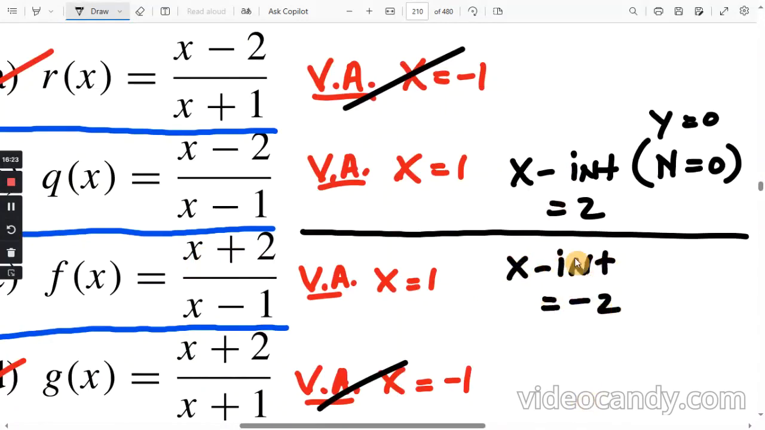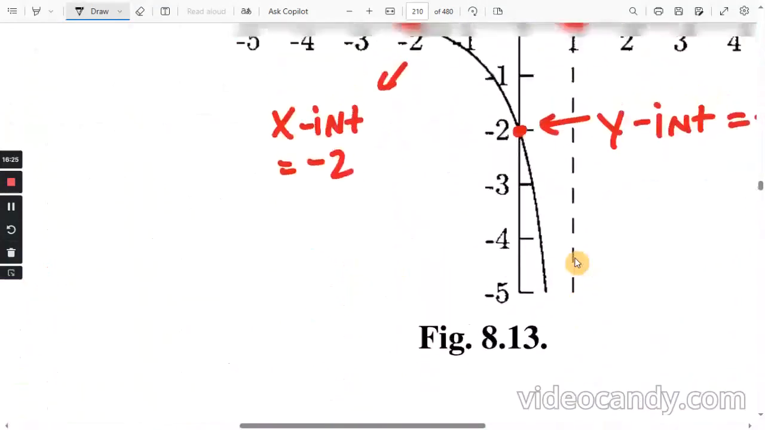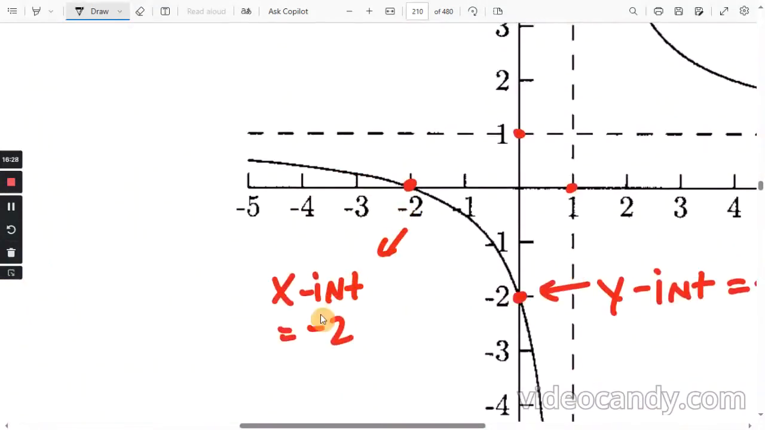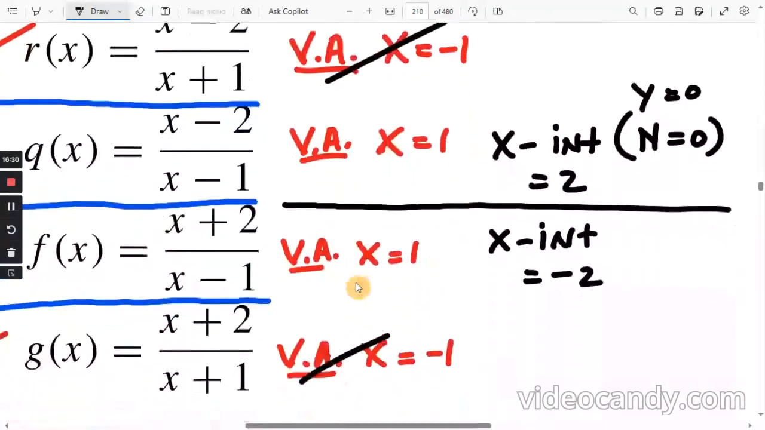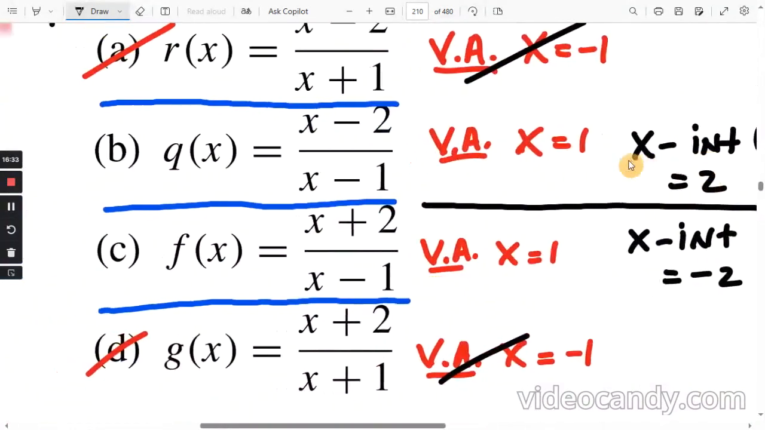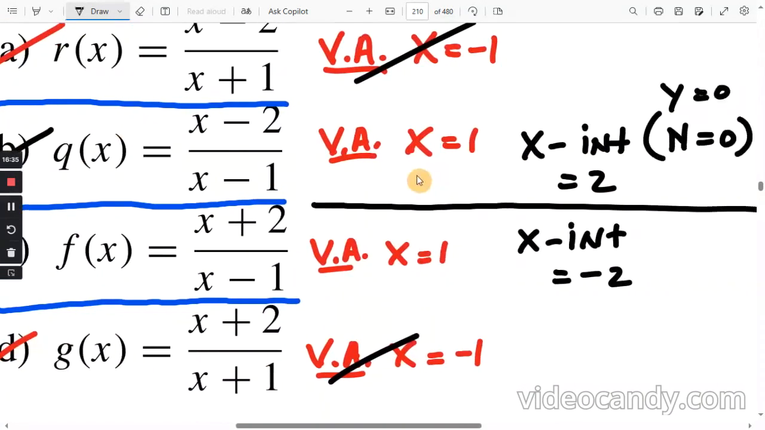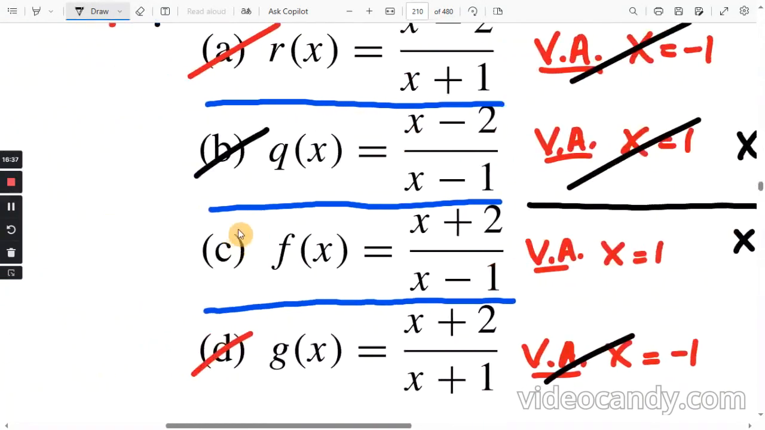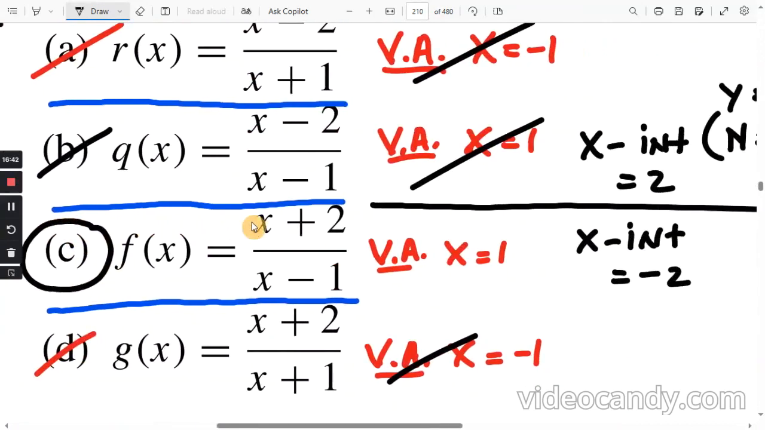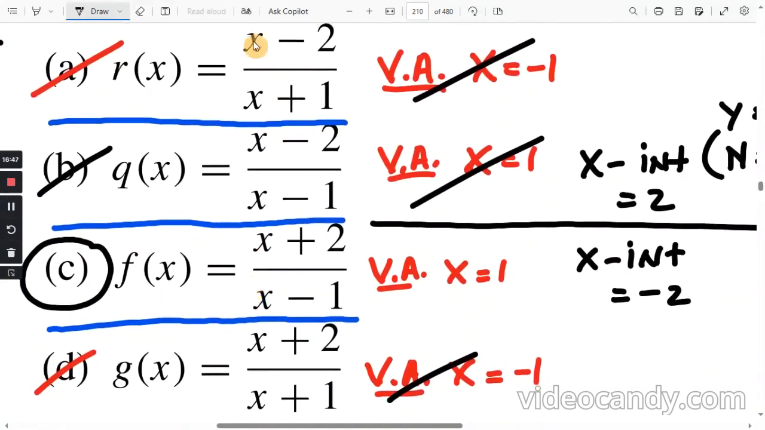Which one of the graphs have this? Well, let's see. The x-intercept here is at -2. This x-intercept says it equals +2. So that one's gone. And we have it narrowed down to answer C. All right, so that's basically it. The horizontal asymptote is the same on all of them. We have x over x. The degrees are equal, so it would just be 1 over 1 or just 1. So the horizontal asymptote would be the same on all of them.